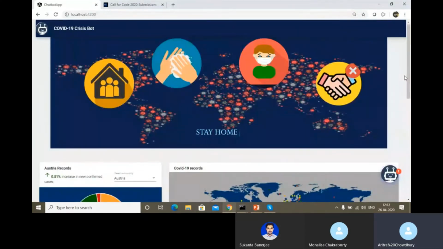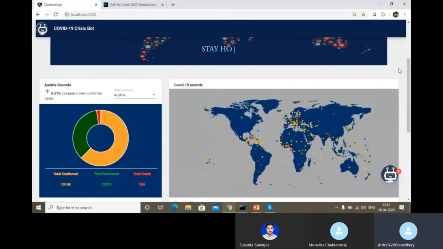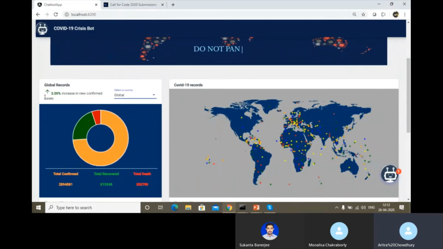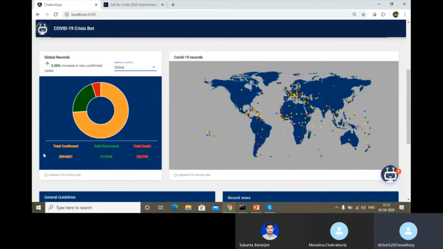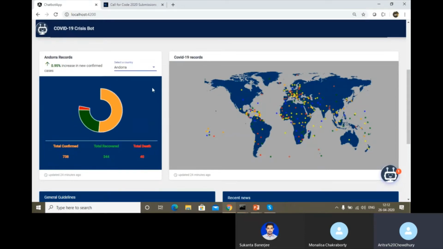So this is the landing page of the application, and as you can see, the general guidelines, the most important guidelines about staying at home, about social distancing, and obviously not forgetting about washing your hands. This is the global data that you can see over here, the global statistics, which is around a 3% increase in covid cases today. So total confirmed cases shows around 28,94,000. I'll be taking you to another country from here, selecting any country you want, and you can see the statistics over here, which is around a 0.95% increase.